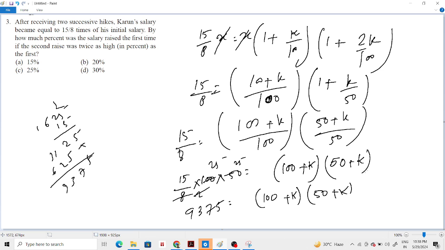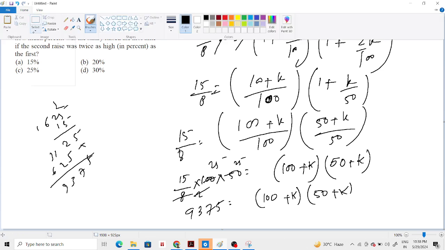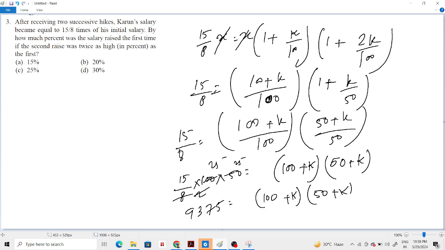100 plus K by 50 plus, this has to be broken into 100. Now what we're going to do is K by 100, right? That means 20 by 100. So K is the value. So we can use the option method here rather than solving it. What I need to get is 9375. If I go for option A, that is going to give me 115 into 265. Let me think.